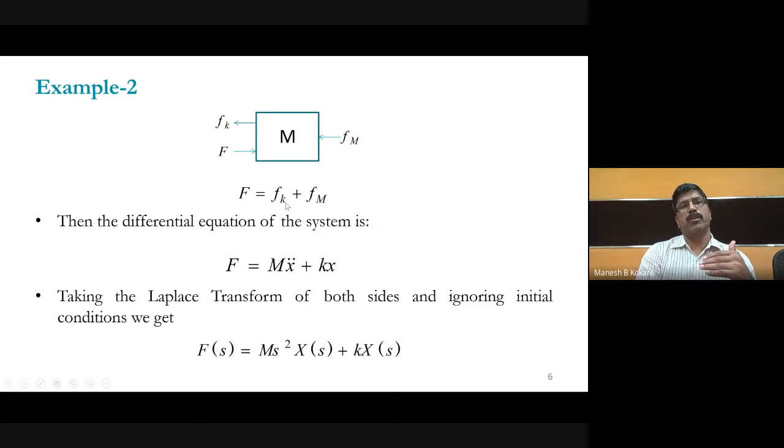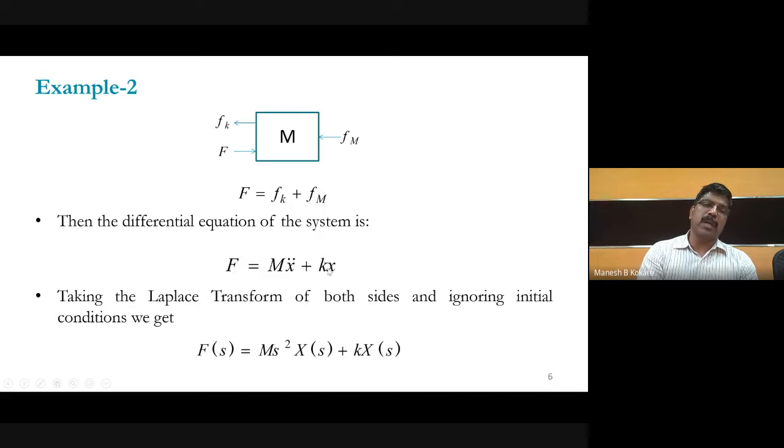So F is equal to Fk plus Fm, and we know how to find the individual Fk. Yesterday we studied that. Fk is equal to k into x, and we also know how to find the individual force of the mass element, which is m into x double dot. Right, now after that, we have taken the Laplace transform of this equation.